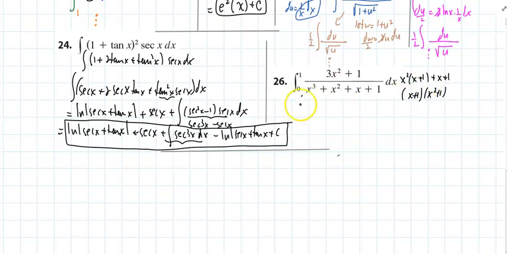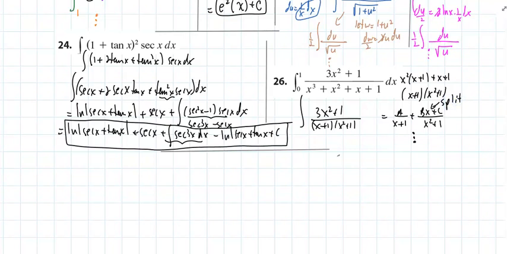So hey, this is the integral of 3x squared plus 1 over x plus 1 times x squared plus 1, and we just put it like that: A over x plus 1 plus Bx plus C over x squared plus 1. And don't forget you're going to have to split this up when you're done. You just did a problem like that. You could look it up.